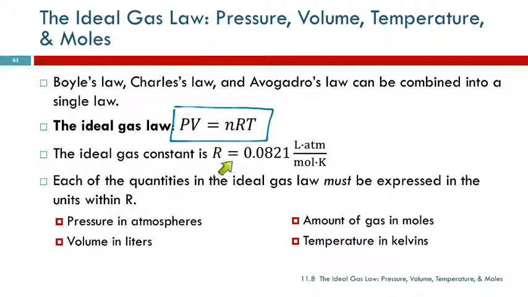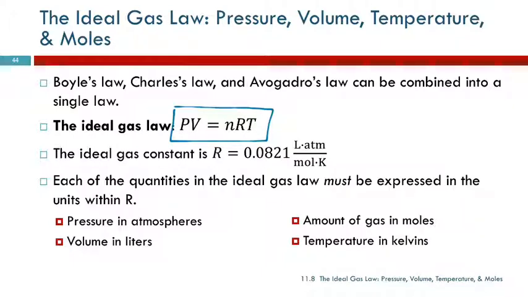And so this is the value of the constant, 0.0821, and the units look weird, right? But it's liters times atmospheres divided by moles times Kelvin. When you use the ideal gas law, you have to use these units. So the pressure needs to be in atmospheres because that's in the gas constant. The volume has to be in liters because that's the unit in the gas constant. The amount of gas needs to be expressed in moles because that's in here. And the temperature, as always, has to be in kelvins.